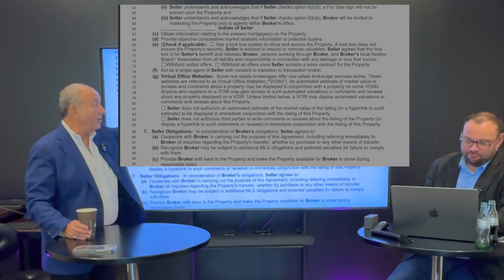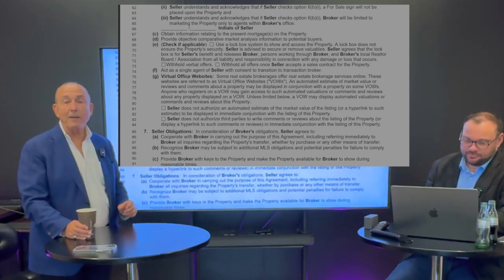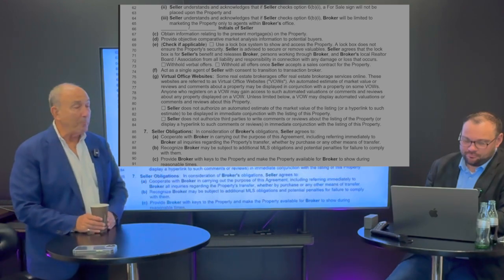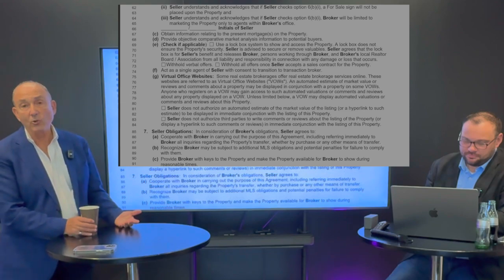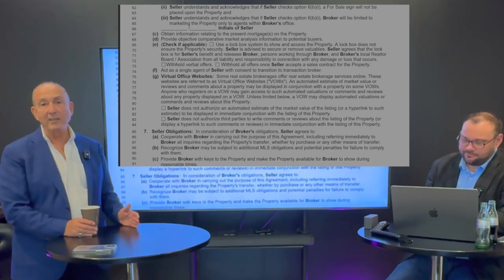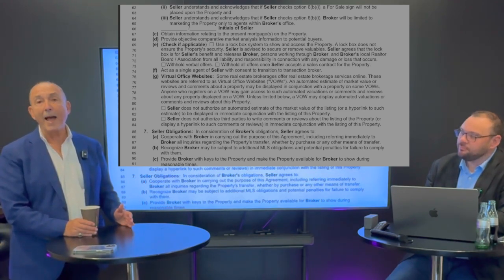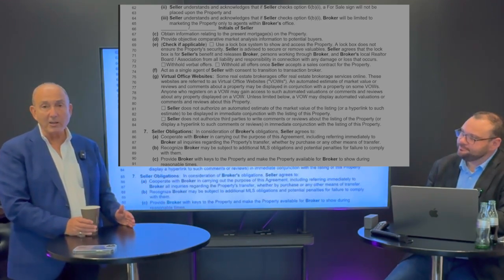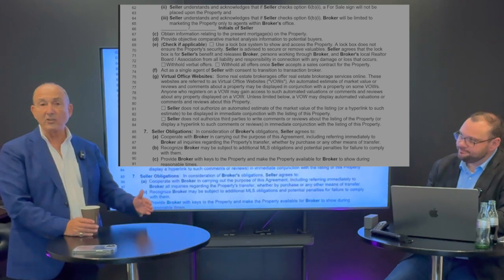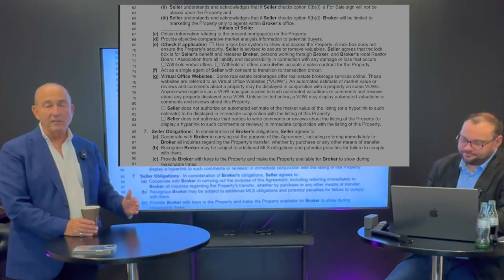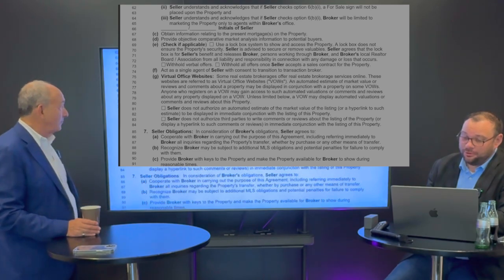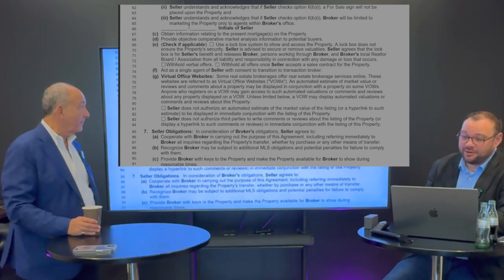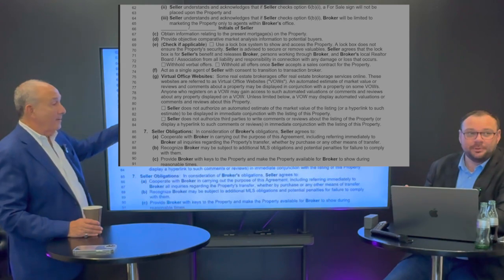Second box, do not check that box. By checking that box, you're withholding offers once you've gone under contract. You should always maintain the ability to take backup offers. Correct. With the problems in today's market, with appraisals, inspection contingencies, take backup offers. Yeah, so do not check withhold all offers once seller accepts a sales contract for the property. Okay. You should still be presenting those offers.